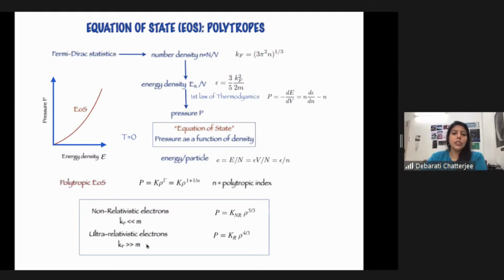Okay, so this is the case when you have very rapidly moving fermions, like when the velocity approaches the speed of light. In that case, you have this simple relation. So these are the two extreme cases that you have for a polytropic equation of state. If you plot an equation of state, this is what it would look like. So there is a dependence of the pressure as a function of energy density.